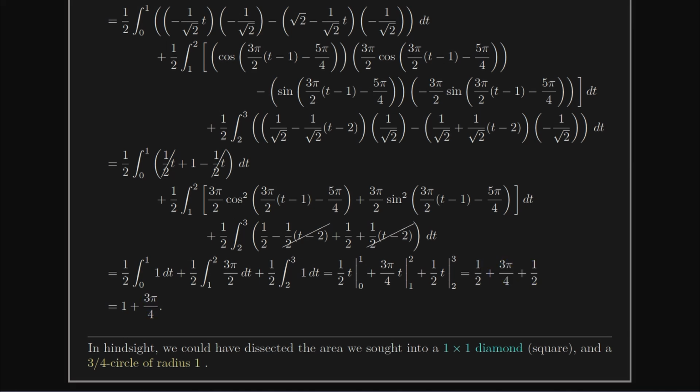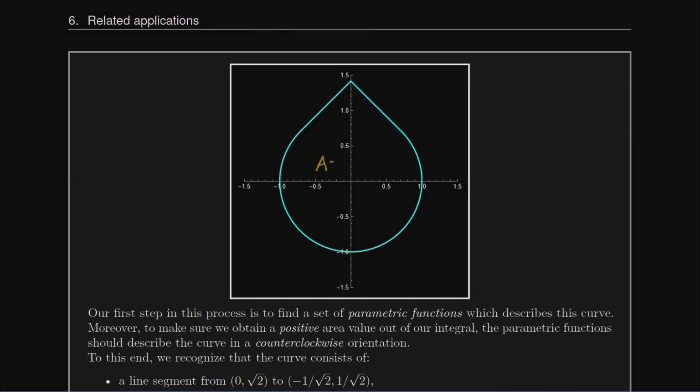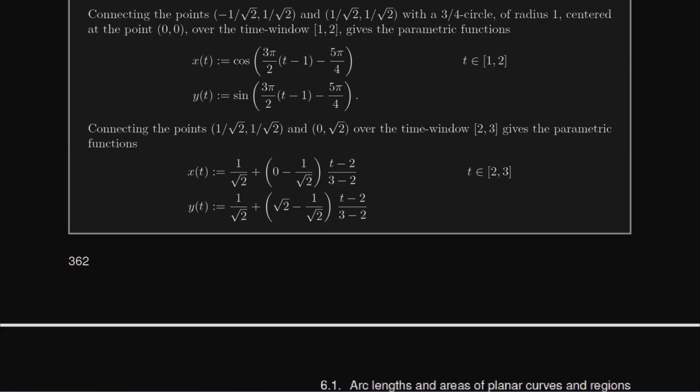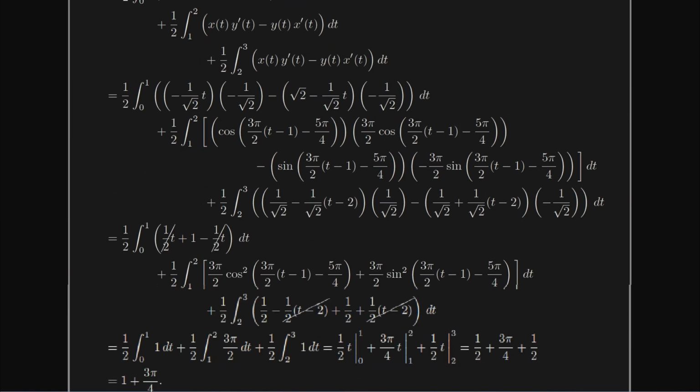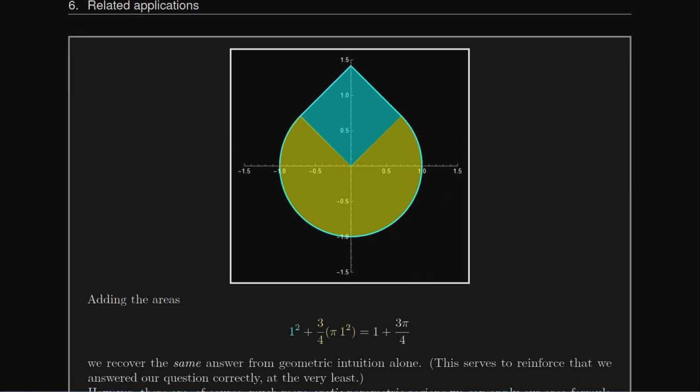And so you know that the total area of this region, using parametric curves in our formula, is 1 plus 3 pi over 4. Definitely not something you would have been able to do with regular calculus techniques when this violates both the horizontal and vertical line test. However, the clever ones of you maybe have noticed that you could just dissect this shape into a 1x1 diamond or a square and a 3/4 circle of radius 1. What do I mean by that? I mean it looks like this.